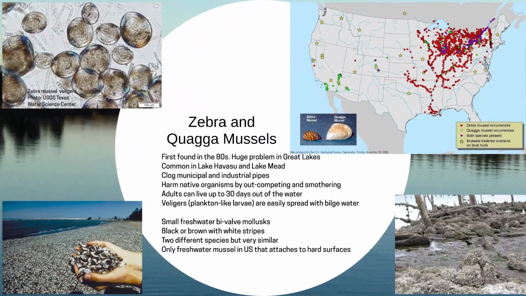Unlike native mussels, they attach to almost anything and will grow inside of irrigation pipes and hydroelectric intakes, badly clogging them. If you find mussels attaching to a dock, piling, or other hard surface, let me or the Aquatic Invasive Species program know.